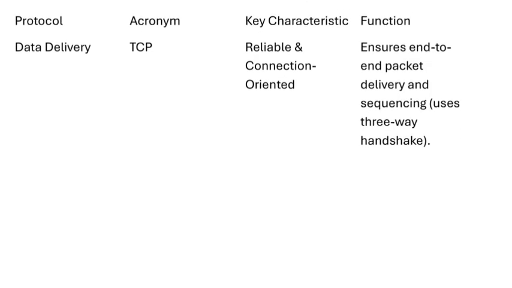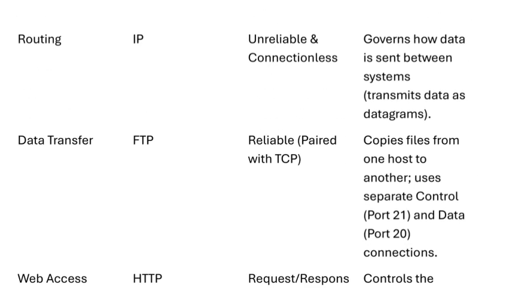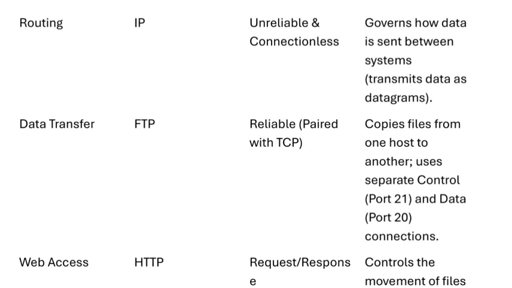Protocol, acronym, key characteristic, function. Data delivery: TCP is reliable and connection-oriented, ensures end-to-end packet delivery and sequencing, and uses a 3-way handshake. Routing: IP is unreliable and connectionless, governs how data is sent between systems, and transmits data as datagrams.